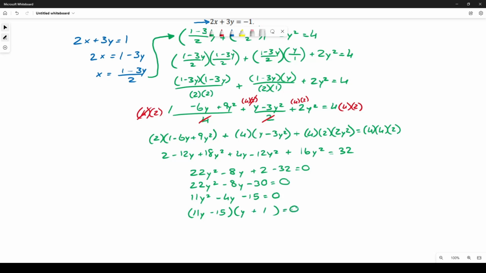Maybe. And again, 2 things being multiplied to give you 0. You put them both equal to 0 now. When you do your algebra, you get y is equal to 15 over 11, y is equal to minus 1. They look weird, but the fact that this just worked out kind of nice, I'm assuming it's right. I just don't remember.